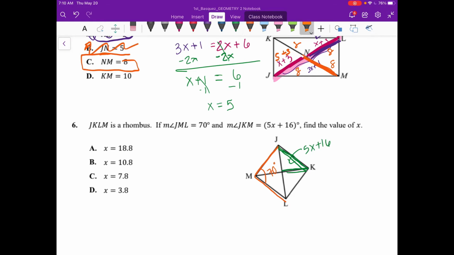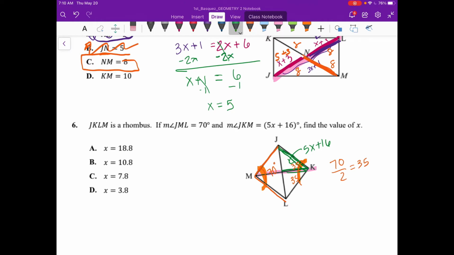So what we know in a rhombus is that the opposite angles are going to be congruent to each other. So this angle and this angle will both be 70. However, the part that I'm looking for is not going to be 70. It's actually being cut in half by this diagonal. So I'm going to take the 70 and split it in half. 70 divided by 2 gives me 35. So that means this half is 35 and this half is 35.